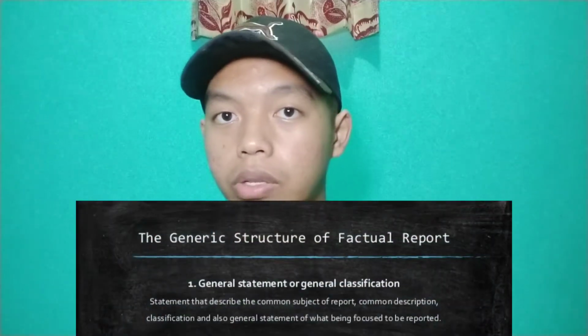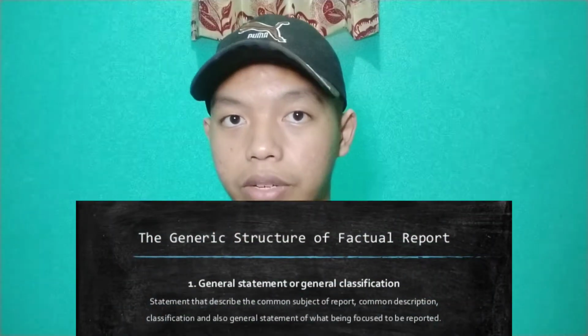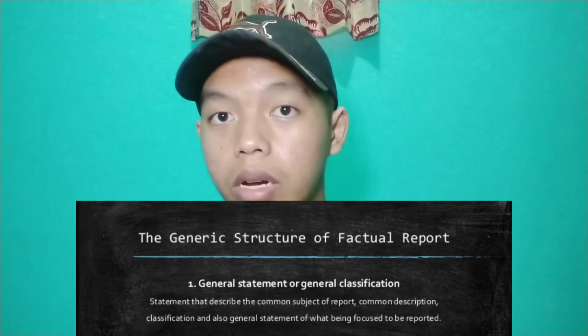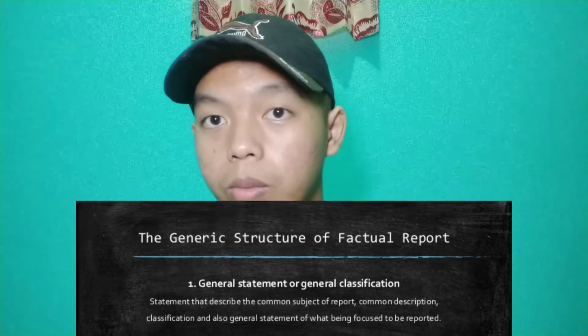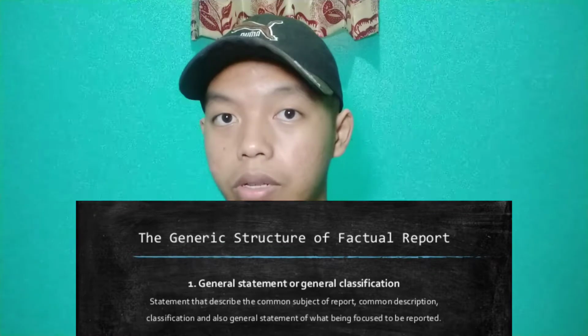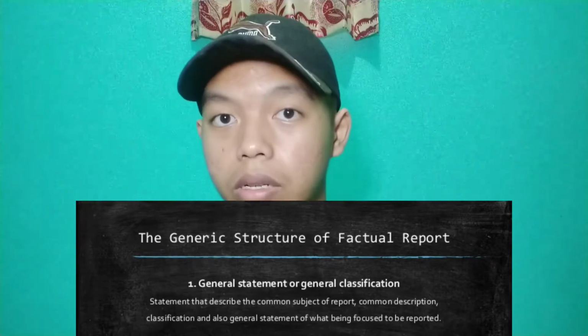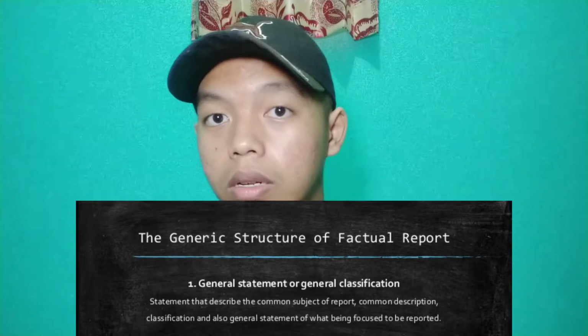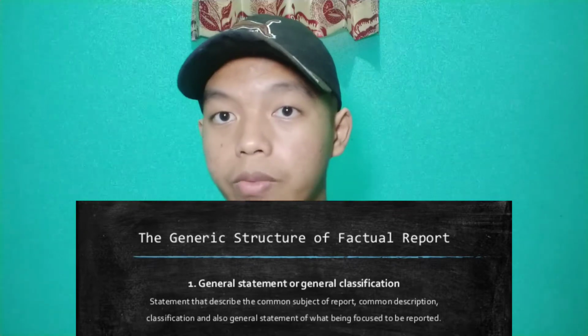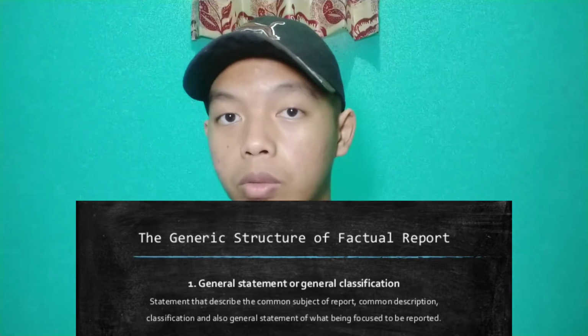And it has two generic structures. The first one is the general statement or general classification. This statement describes the common subject of the report, common description, common classification, and also a general statement of what is being focused on, of what is to be reported.